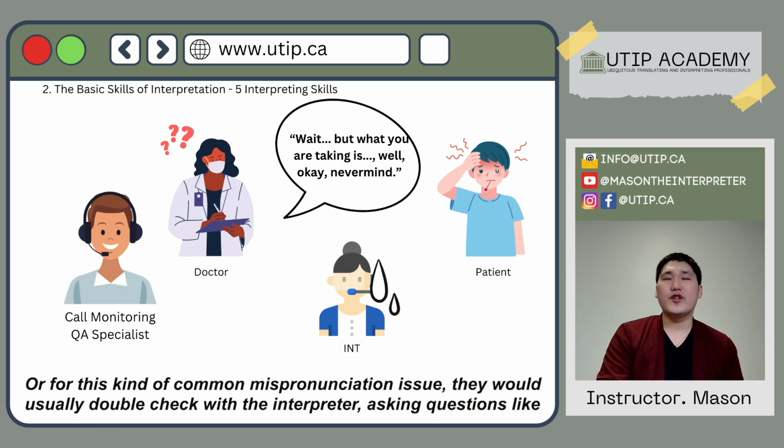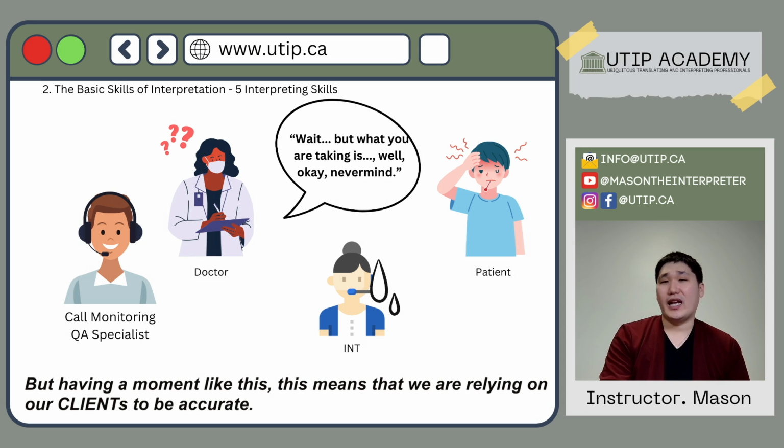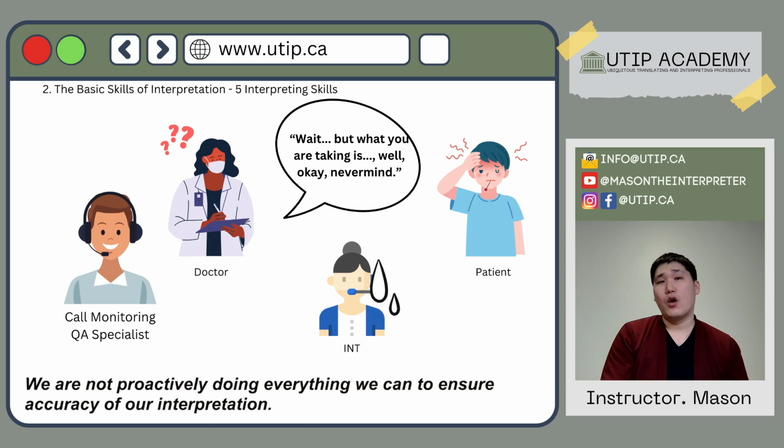Or for this kind of common mispronunciation issue, they would usually double check with the interpreter, asking questions like, "Hey interpreter, did you say hypo or hyper?" if they were ever confused. But having a moment like this means that we are relying on our clients to be accurate. We are not proactively doing everything we can to ensure accuracy of our interpretation.